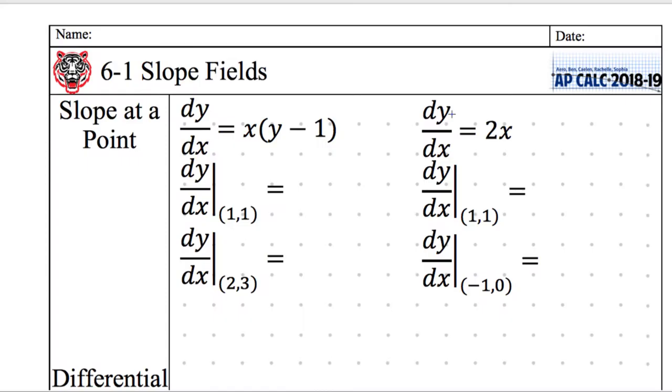Calculus! All right, today, AP Calculus, lesson 6-1, slope fields. We are here on this December 7th, 12/7. All right, so slope at a point.